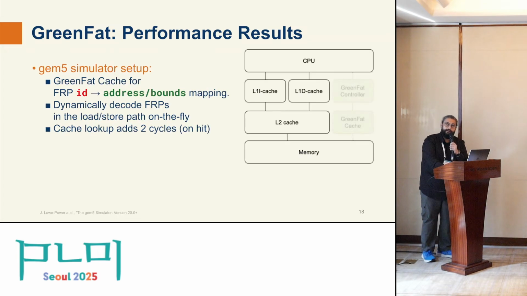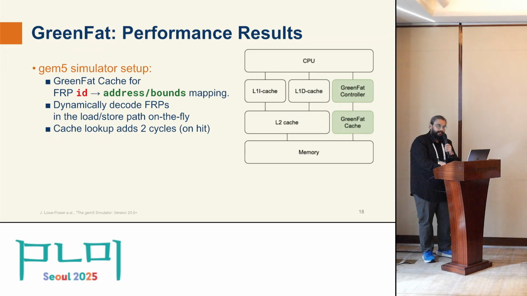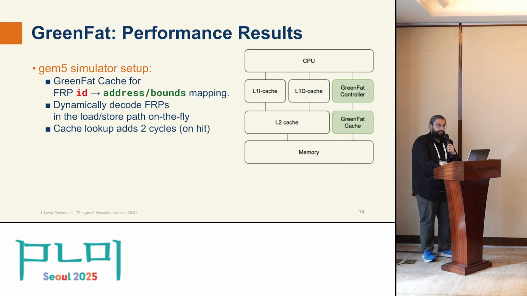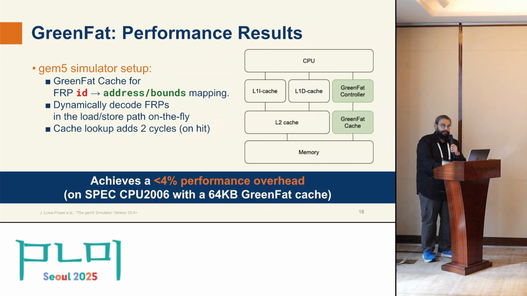This is where GreenFat comes in. We simulated a hardware-accelerated design and added a small dedicated GreenFat cache to the processor core. This cache stores FRP to address mappings, and we decode translations on the fly. This only adds a cache hit latency of 2 cycles. The results are excellent. We get less than 4% geomean performance overhead when testing on Spec CPU 2006. This is well within the acceptable range for an always-on security feature in production systems.